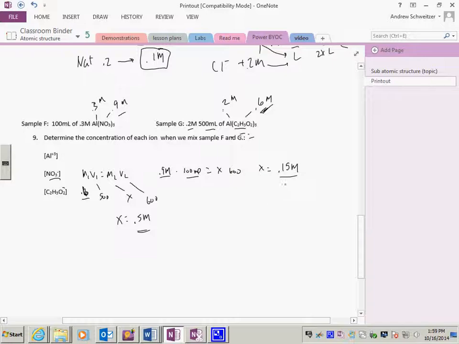So the concentration should have dropped by 6. This should be 1/6 of the original concentration of 0.9. If you take 0.15 times 6, you should get 0.9. All right, so let's do the aluminum.